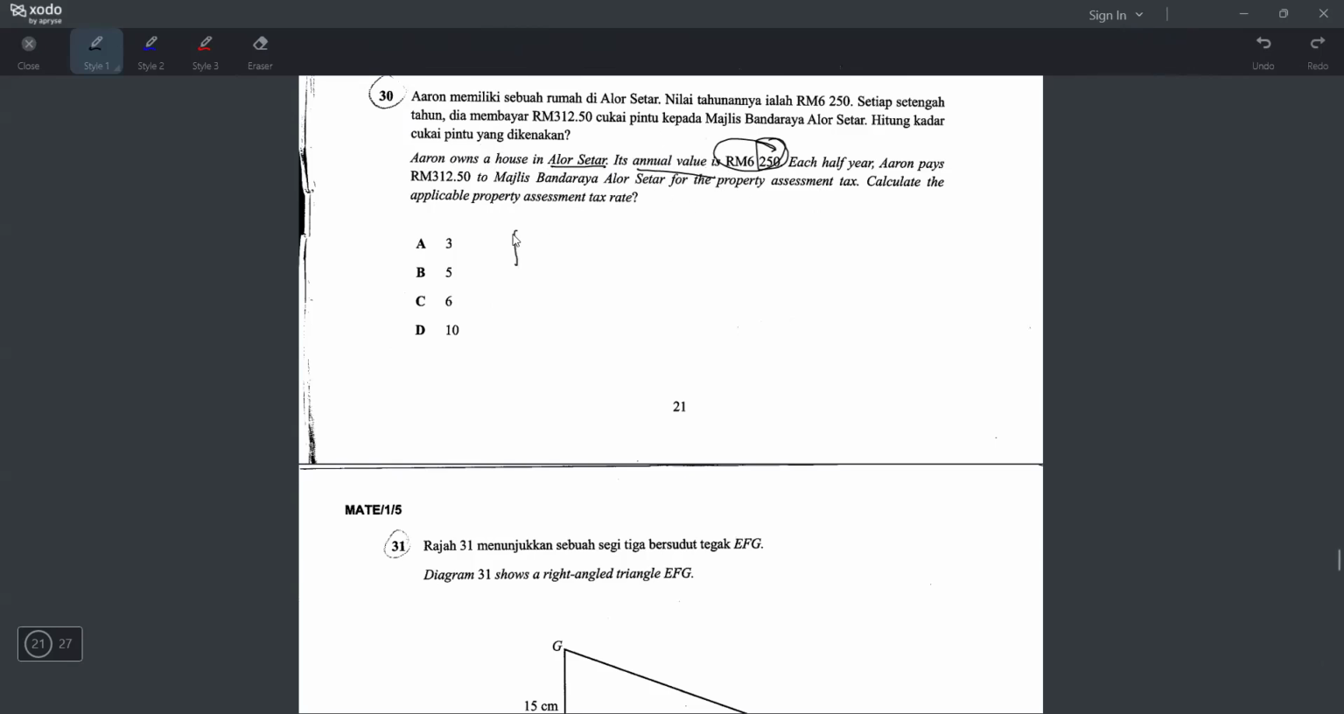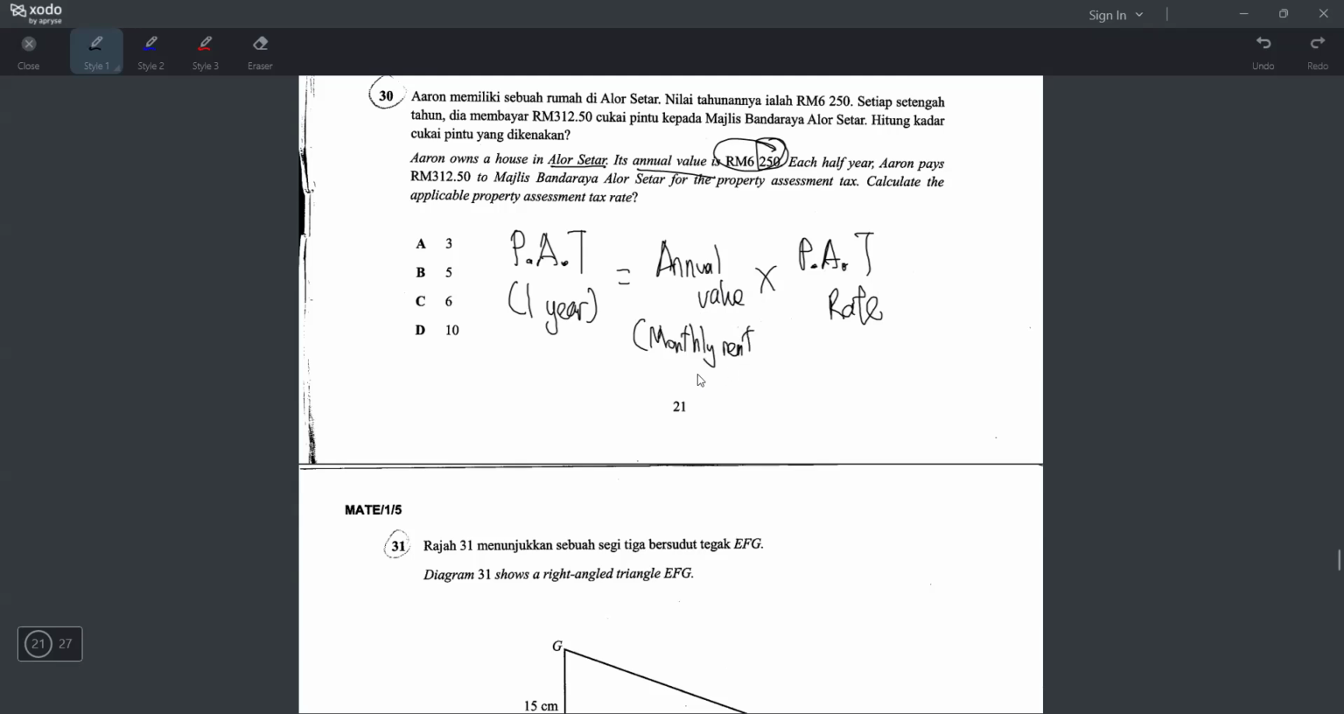Property assessment tax. Okay, so let's write down the property assessment tax formula. So what is property assessment tax in Bahasa Melayu? Cukai pintu. Okay, the formula to find property assessment tax for 1 year is you take the annual value times the property assessment tax rate. And you need to know that the annual value is monthly rent times 12. Okay, sometimes they want to make it hard for you.